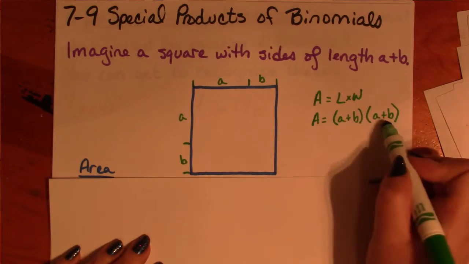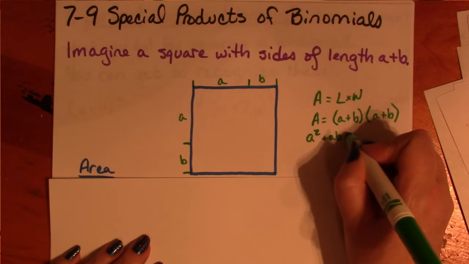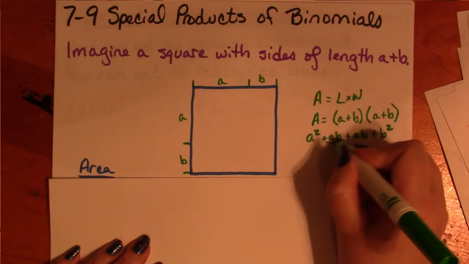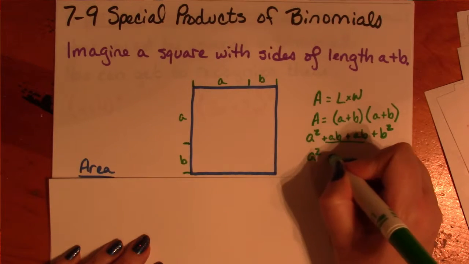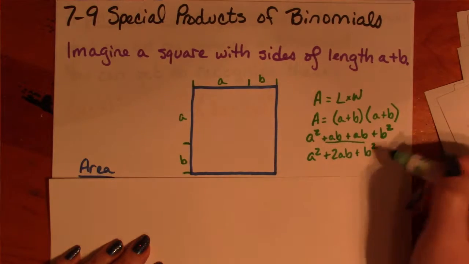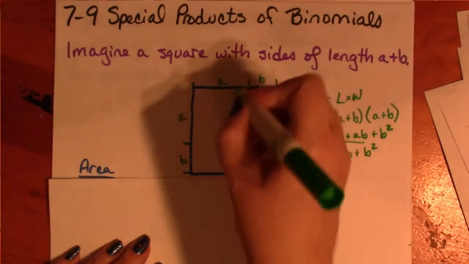If we do FOIL, we have a squared plus ab plus ab plus b squared. And we're going to combine these two. That gives us a squared plus 2ab plus b squared. What I want you to do is be able to understand what that means in the real world.